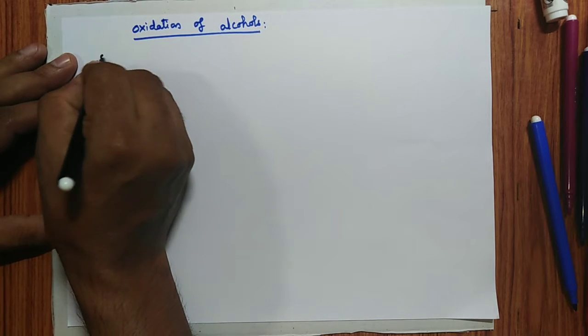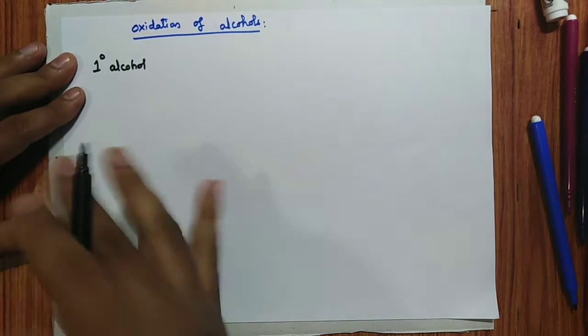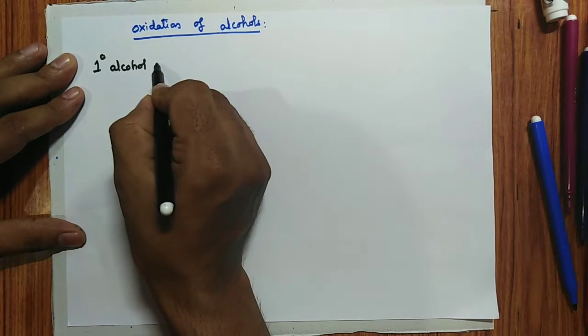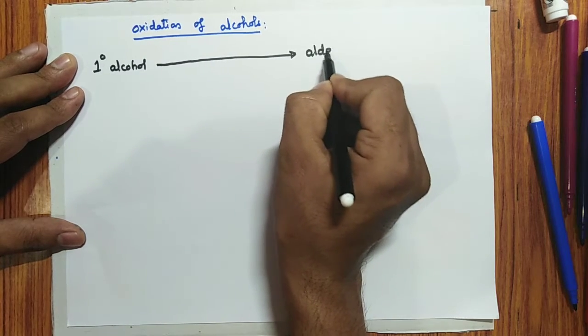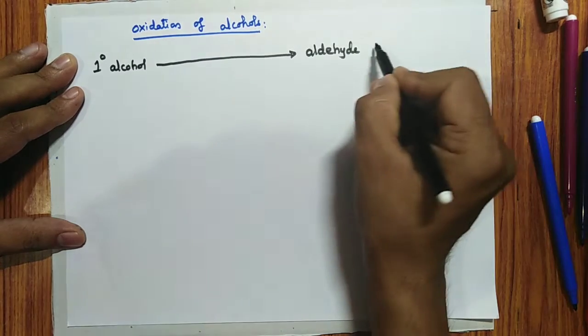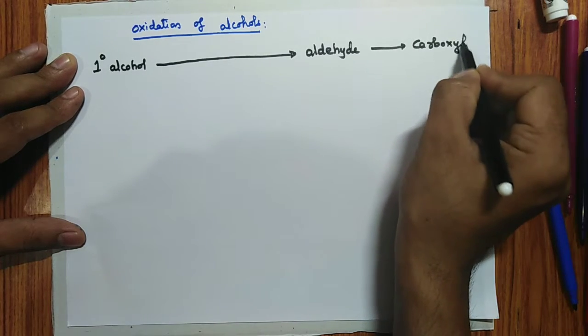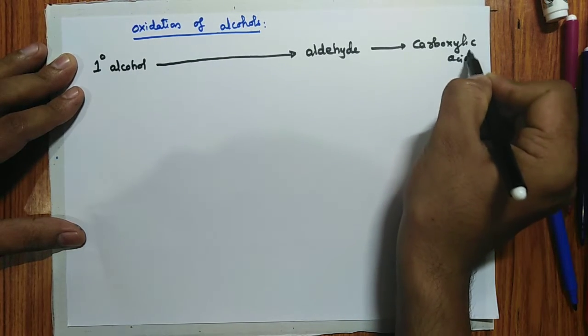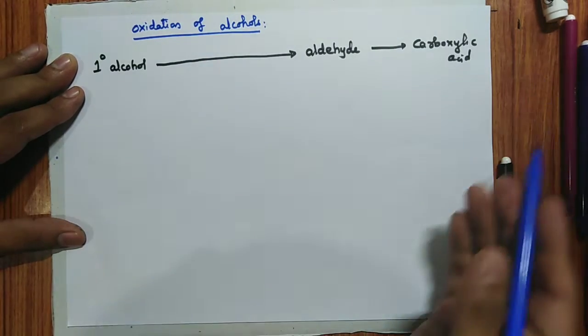Just imagine I have a primary alcohol. This conversion will be in such a way that the primary alcohol is first converted into, remember, aldehyde. Then this is converted into carboxylic acid. Right? First I will tell you the direct conversion, if you want.